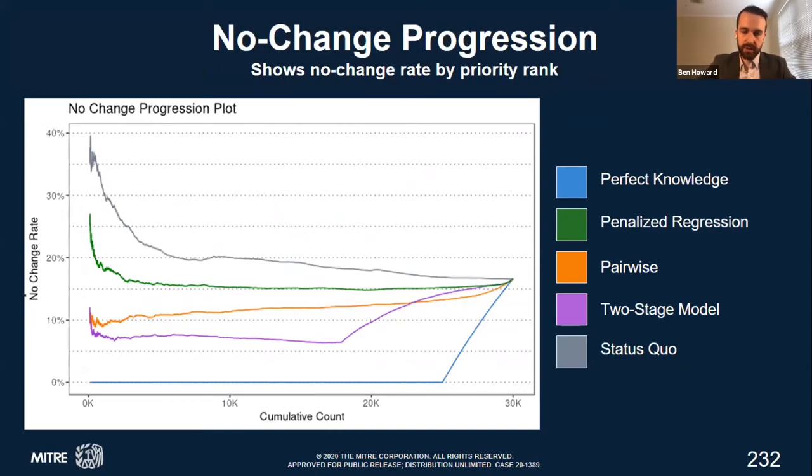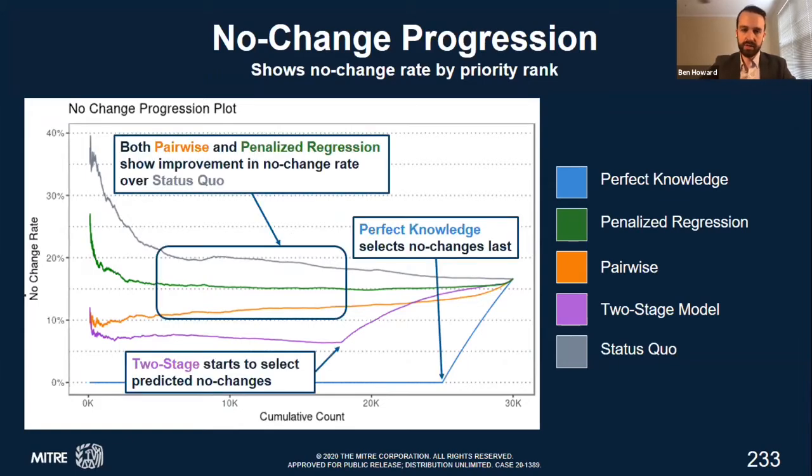The final plot I want to cover is the no change regression plot, and this is very similar to the lift plot, with the only difference being that instead of calculating cumulative revenue, it is calculating the no change rate at each point of selection. So similar to the Pareto frontier, we see that both pairwise and penalized regression show improvement in the no change rate over the status quo method of selection.